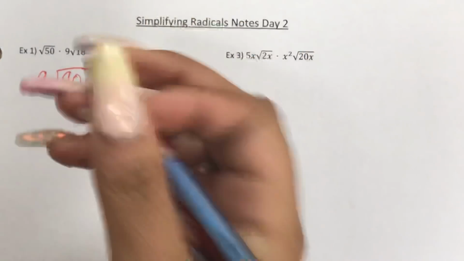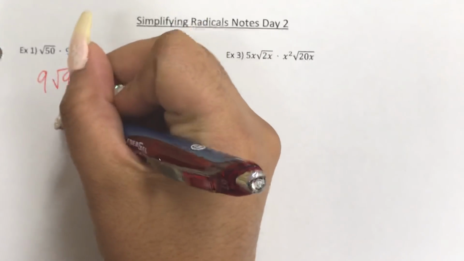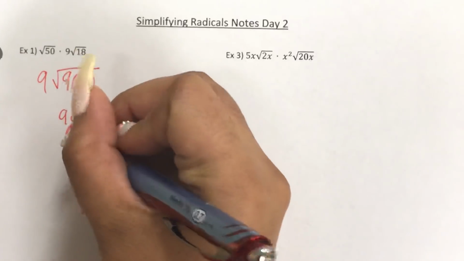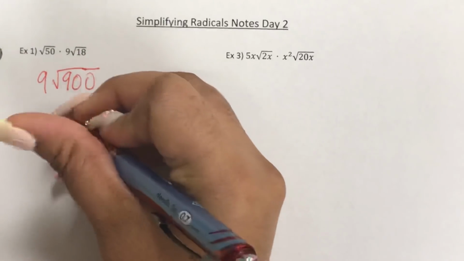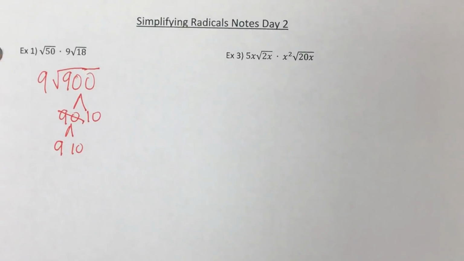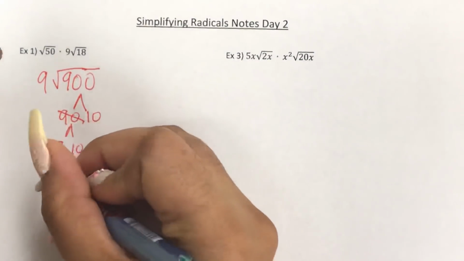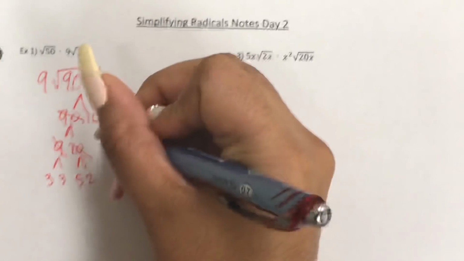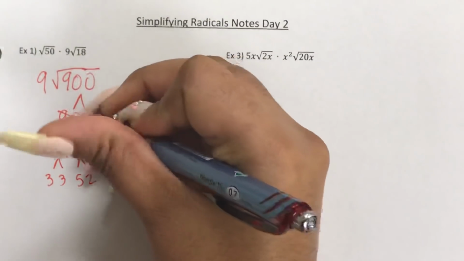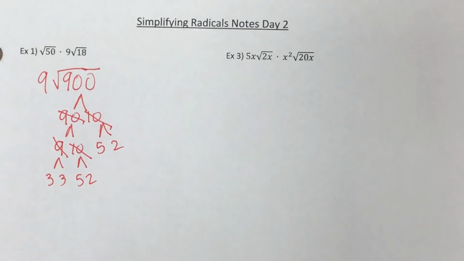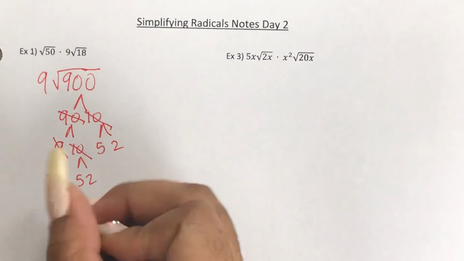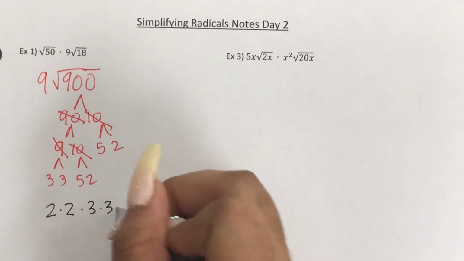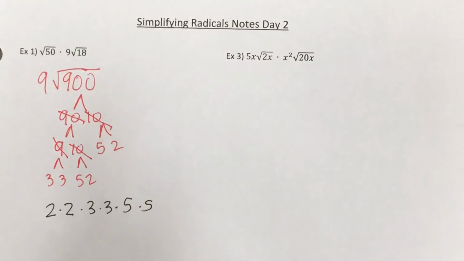900, what two things multiply to get 900? 90 and 10, and just continue to break that down, just like yesterday. Remember, every time you break something down, go ahead and cross that out. That way you know that you've already broken it down. So you have left 2 2s, 2 3s, and 2 5s. Group them up.